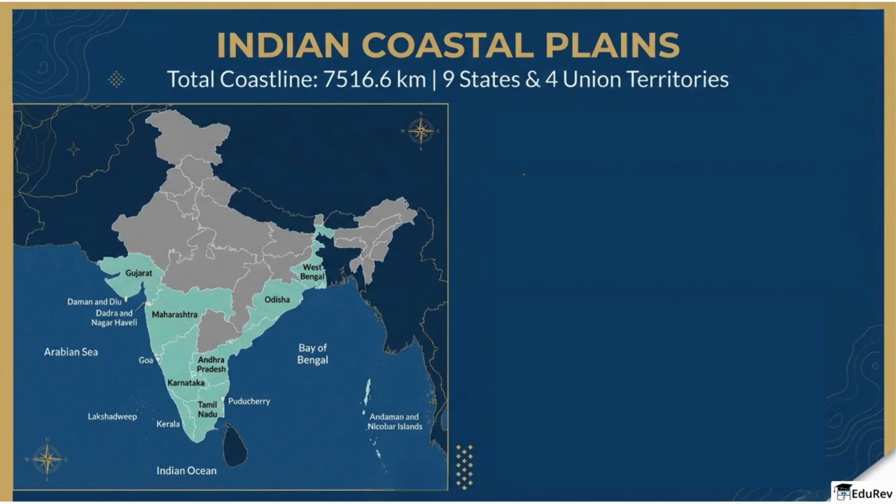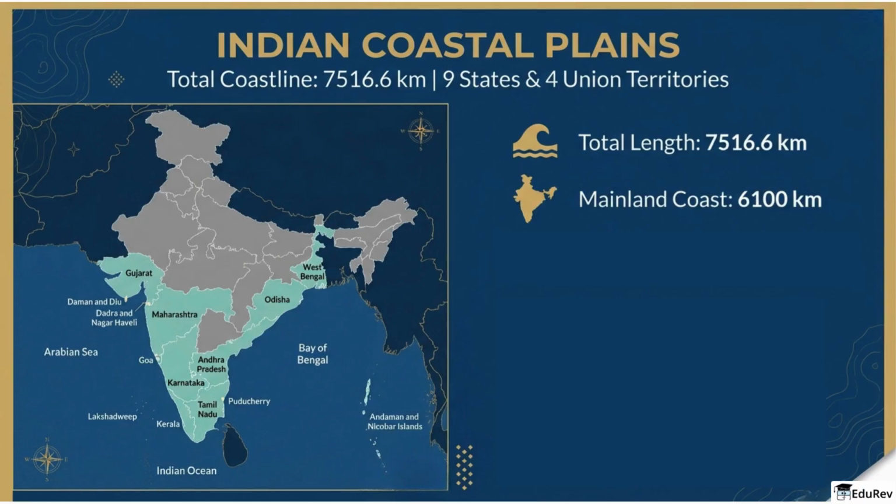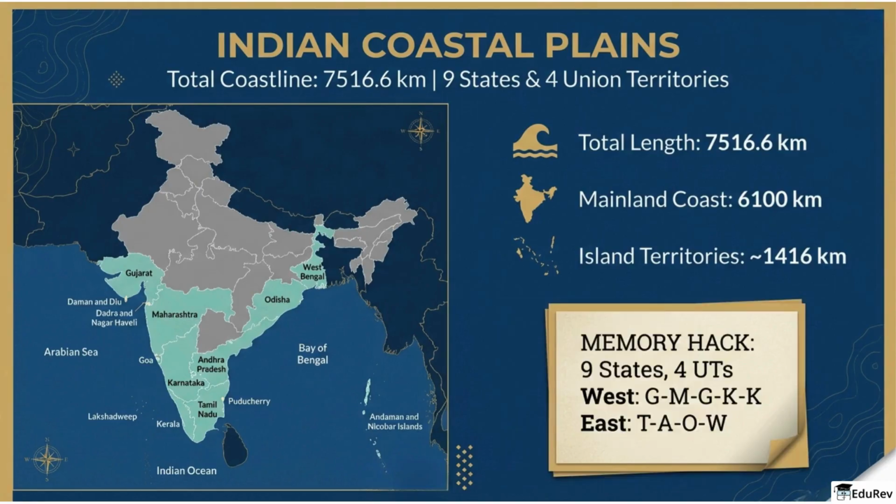Before we break it region-wise, let's understand the structure. Total coastline: 7,516.6 kilometers. Mainland coast: about 6,100 kilometers. Island territories: around 1,416 kilometers, spread across 9 states and 4 union territories.